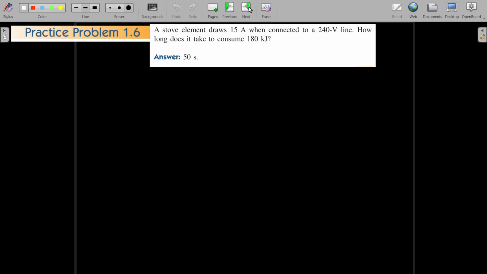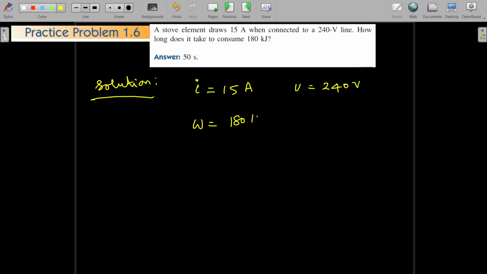So what are all given here? The stove draws 15 amps. That means I is given. I is equal to 15 amps. When connected to a 240 volt line, that means V is equal to 240 volts. So two data, along with the third one: how long does it take to consume 180 kilojoules? So that means it is energy, work done, equal to 180 kilojoules, and the question asked is how long. So that indicates how much time it takes.